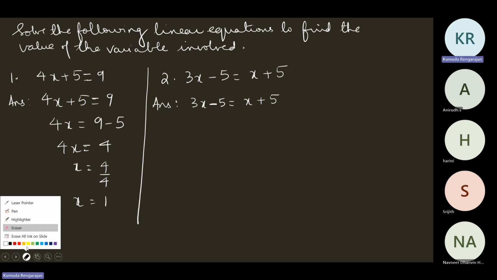Whichever term is transposed goes to the other side. Transposing means taking it to the other side. When you take it to the other side, the operation is reversed. Addition and subtraction are opposite operations. Multiplication and division are opposite operations. With addition, it becomes subtraction. If it is subtraction, it becomes addition. If it's multiplication, it becomes division. If it's division, it becomes multiplication.